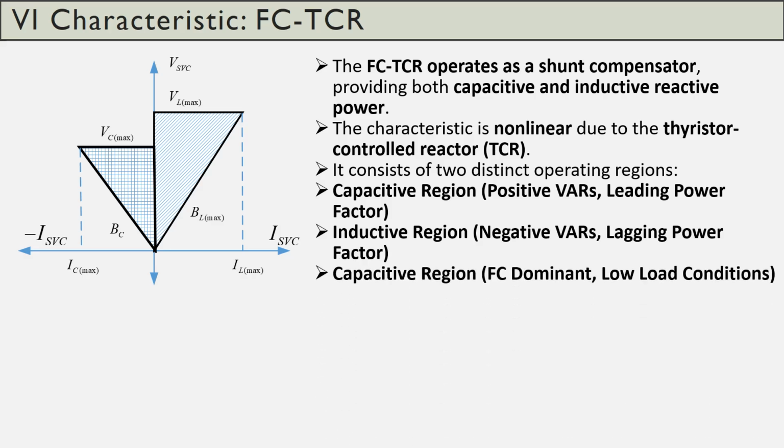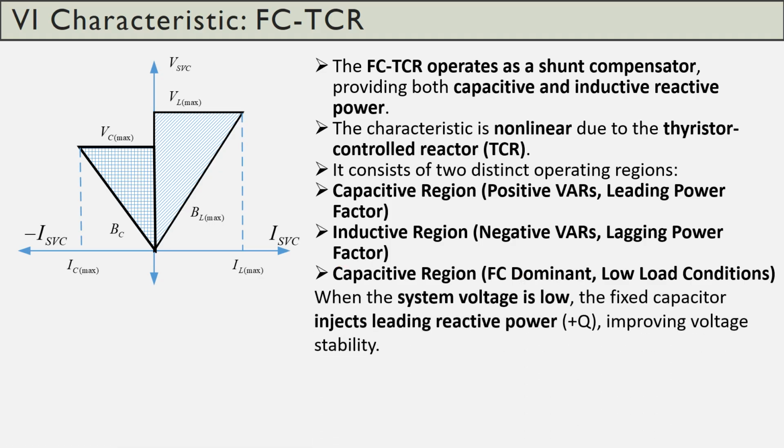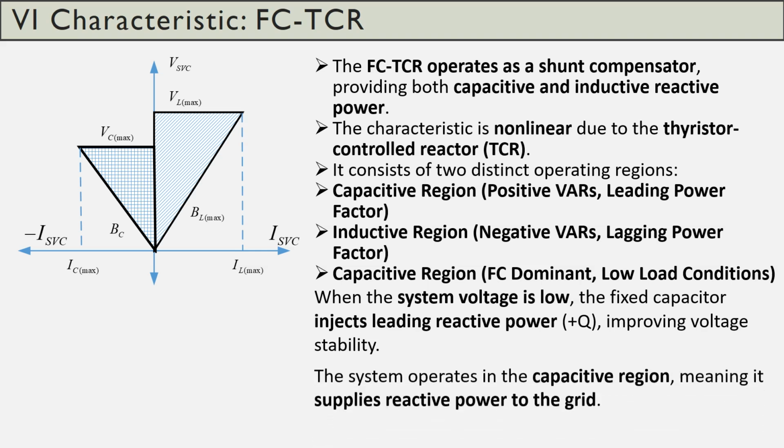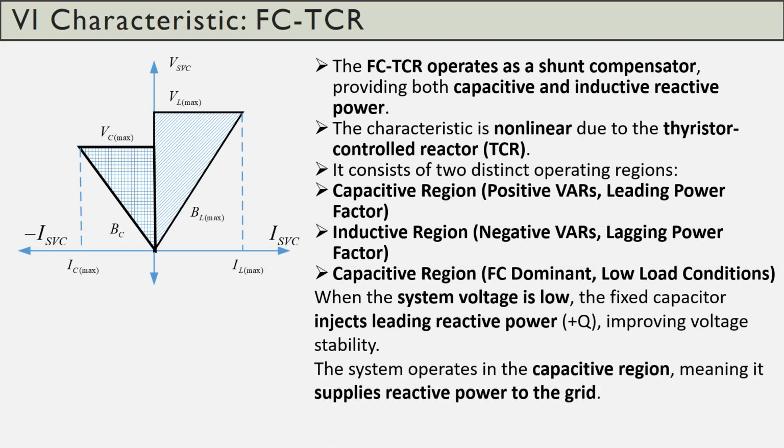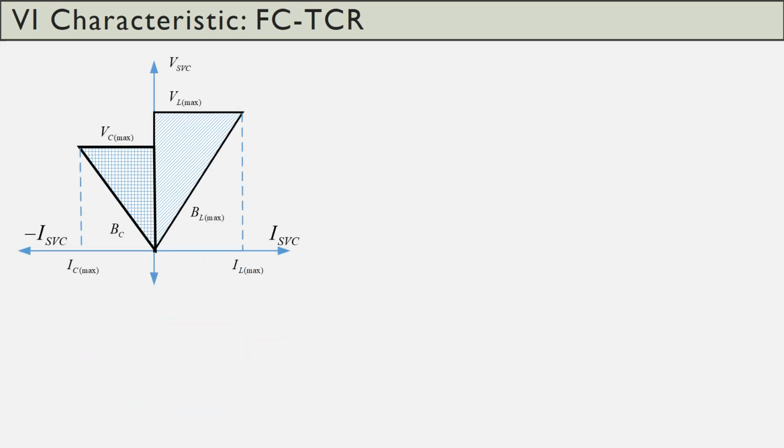In the capacitive region, the operating point will be on this side. In the capacitive region, FC is dominant, under low load condition. When the system voltage is low, the fixed capacitor injects reactive power, improving the voltage stability. When the system operates in the capacitive region, it supplies reactive power to the grid. At this stage, TCR is fully blocked.